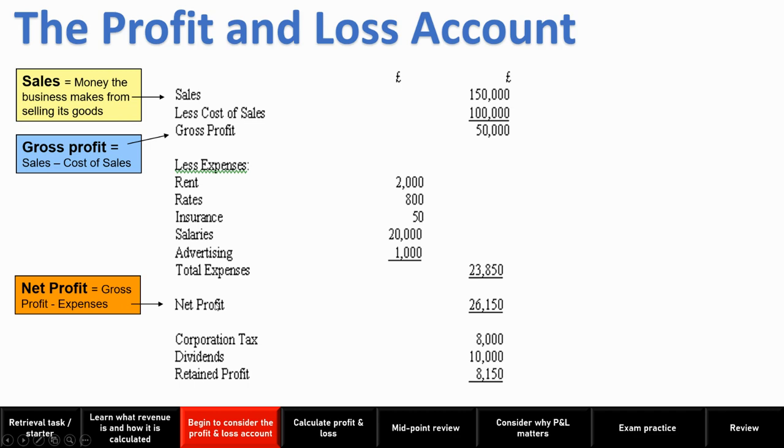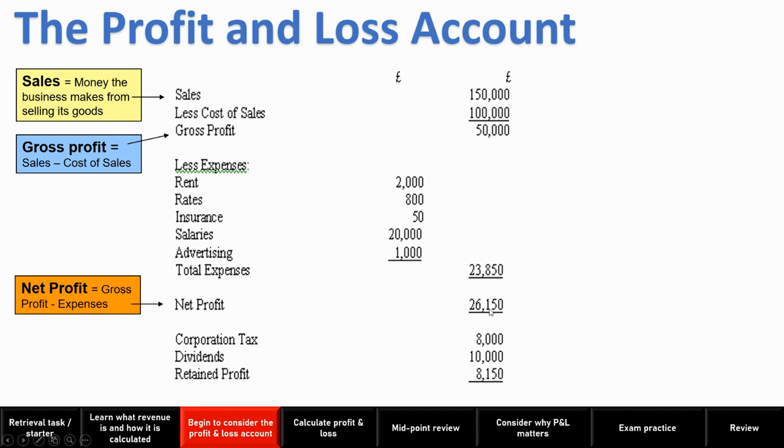Now, whenever your business makes a profit, it has to pay tax on that profit. And in this example, it's £8,000. We can tell that this is a company because it has dividends that are paid to its shareholders. And this business has chosen to give its shareholders, the owners, £10,000 in dividend.